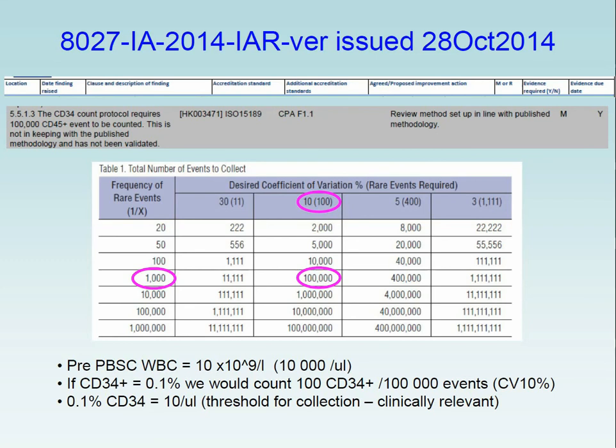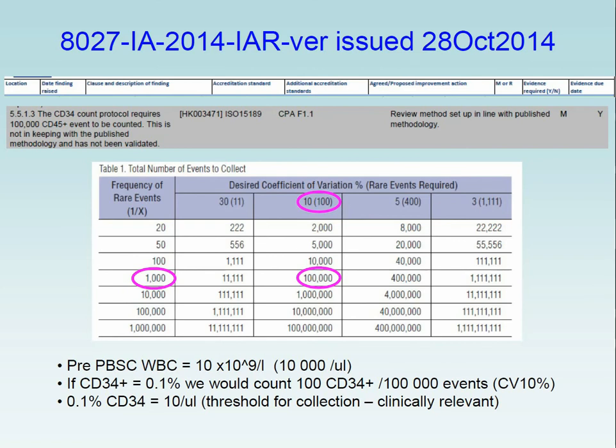That was suitable to us because it was clinically relevant for the tests that we're performing. That's what people wanted to know, because the threshold for collecting a peripheral blood stem cell harvest was 10 CD34 cells per microliter. So at that level at which they were going to harvest, we had a coefficient of variation of 10%. So that was why we were doing it like that.